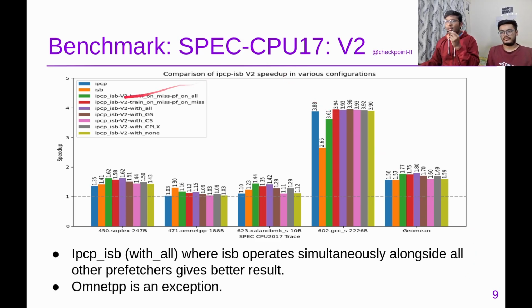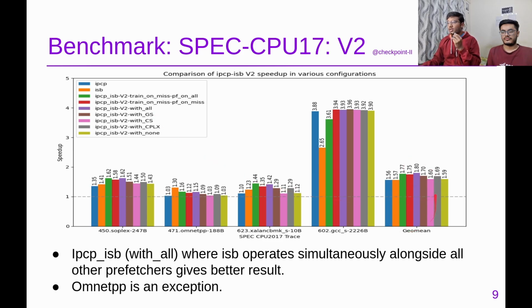Here are the different configurations we tried with IPCP-ISB. These are train on miss, prefetch on all, and train on miss, prefetch on miss. That is, we train only when a miss happens and prefetch only when a miss happens, or every time. These are global stride, constant stride, complex stride, and none, meaning we prefetch with ISB when complex stride is there, when global stride is there, all, or none. And this violet color is where we use ISB for prefetching along with all the other prefetchers when they are active. Also, ISB will be used to prefetch.